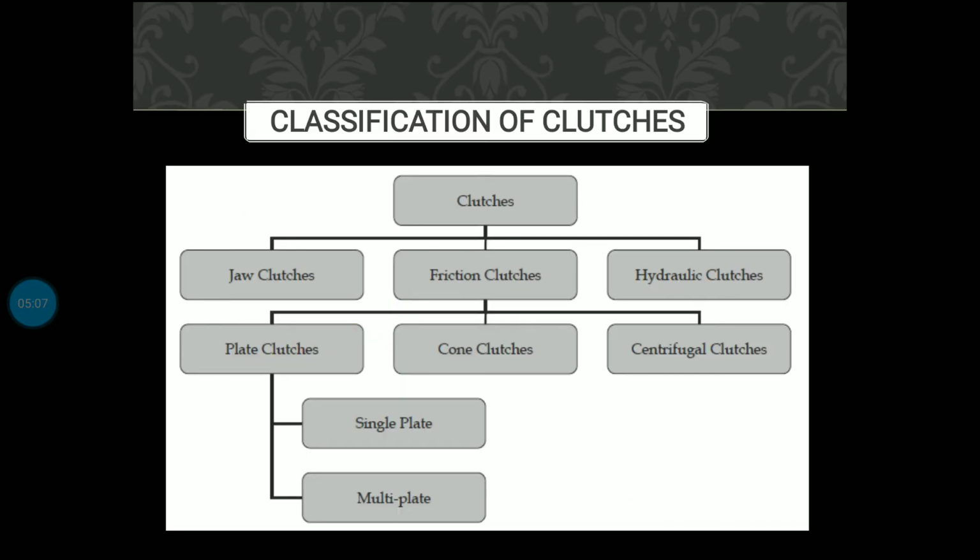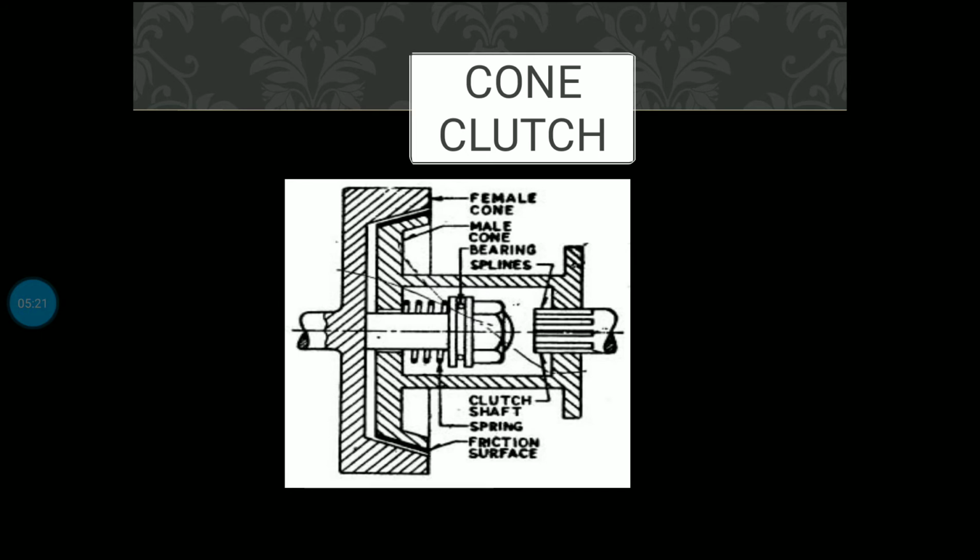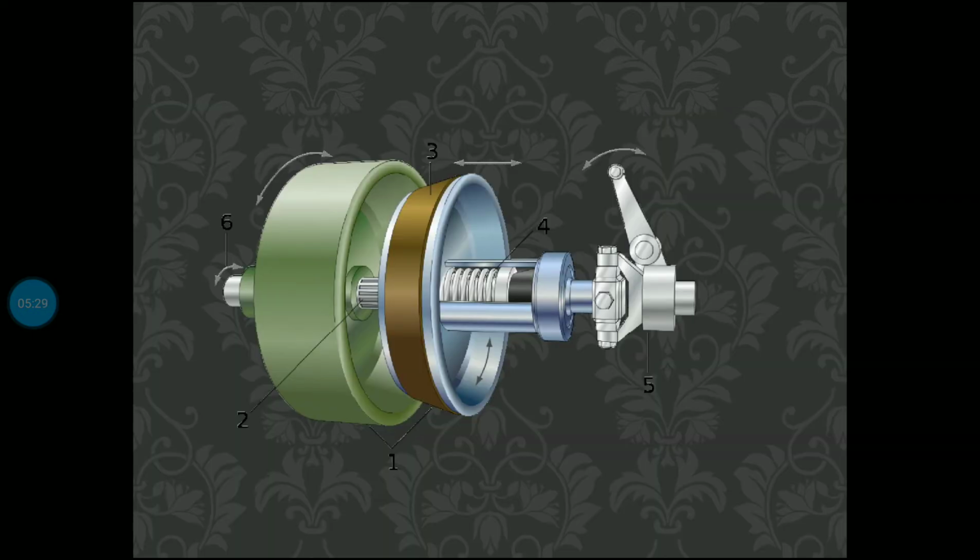Classification of clutches: jaw clutches, friction clutches, hydraulic clutches. In friction clutches, there are three types: plate clutches, cone clutches, centrifugal clutches. In plate clutches, single plate and multi plate. Cone clutch: if you look at the diagram, it is like a cone type, so it is called a cone clutch.